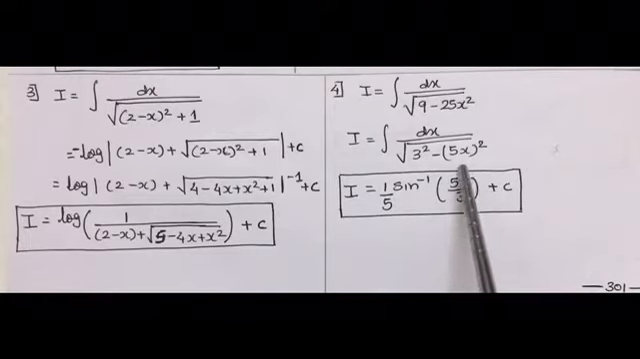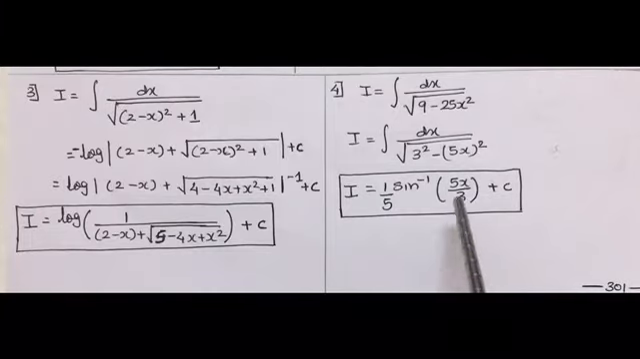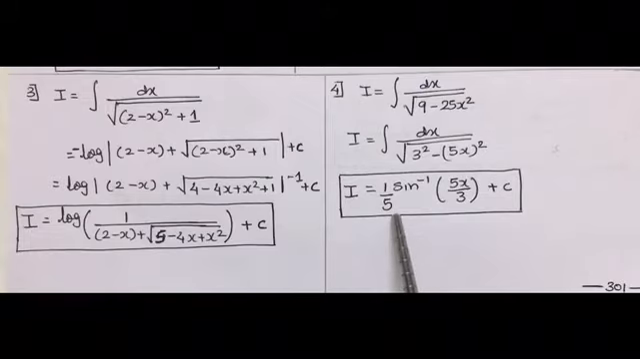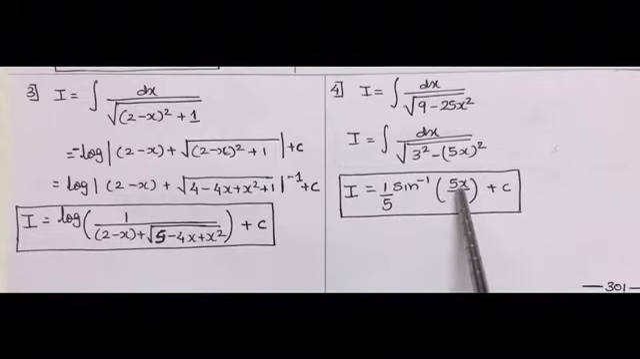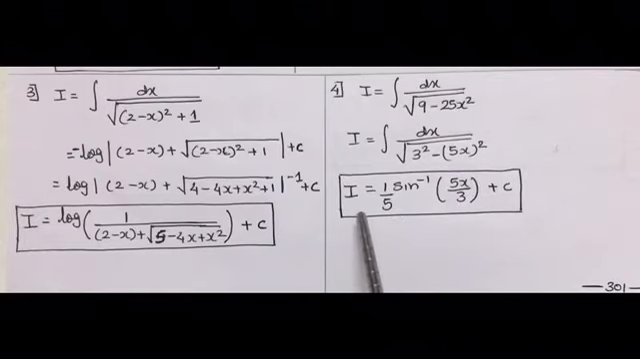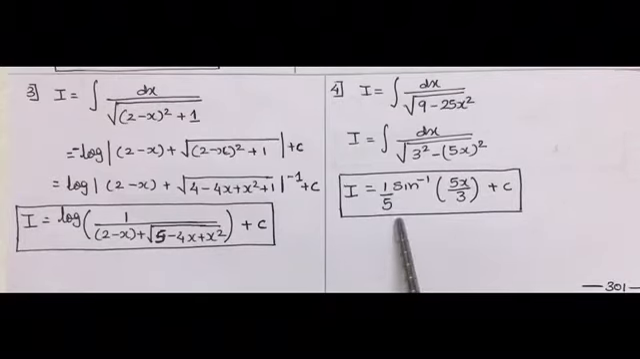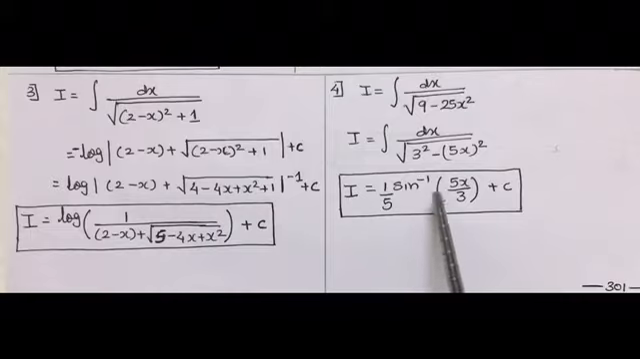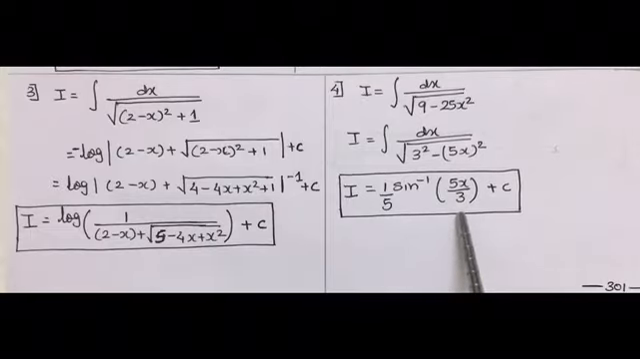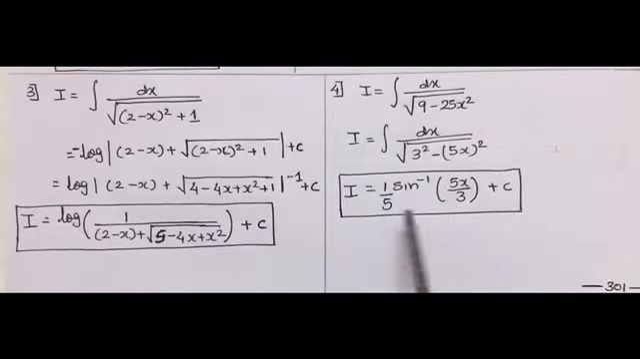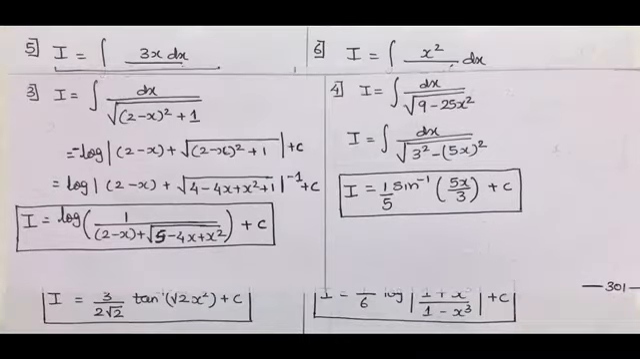Here in the place of x we have 5x, in the place of a it is 3, and why is 5 divided outside? Reason is it is a coefficient of x which is to be divided. So I is equal to 1 upon 5 sine inverse 5x upon 3 plus c is the final integration.